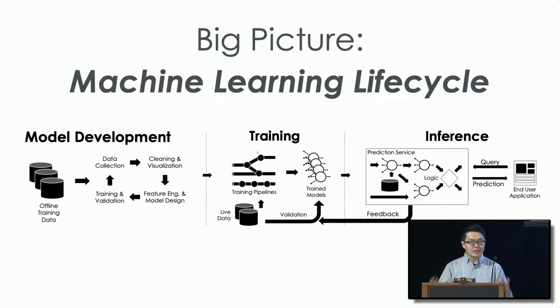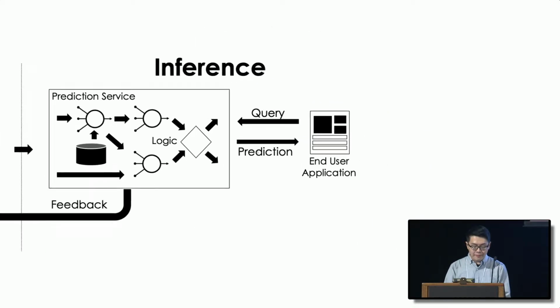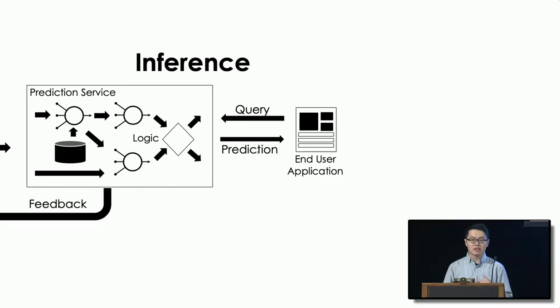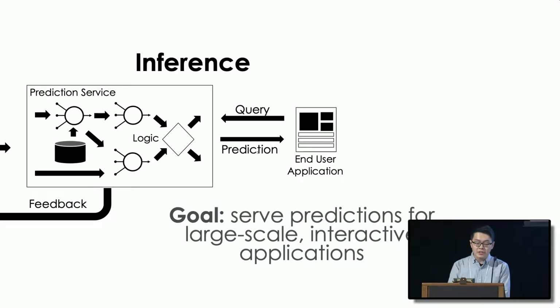All right, let's move on to prediction serving. Let's take a step back and think about the big picture. In our machine learning lifecycle, we have model development. That's where the data scientists gather data, analyze the data, and visualize the data. We have model training, which you play with in RayTune, for example, today, where you continuously train different models. And finally, we have the inference stage. Today, we're going to focus on the inference stage. This is where we want to serve many prediction services and then enable end user applications to query these services, and for our service to return predictions. Our goal is to serve predictions for large-scale interactive applications.